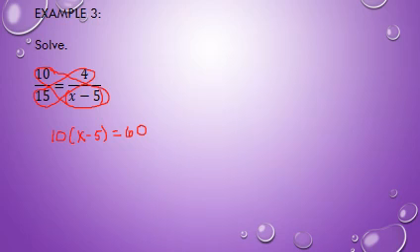All right, and now we use the distributive property here. 10 times x gives us 10x. And then 10 times negative 5, that gives us a negative 50, so we write minus 50. And then bring down the equals 60. And now we've got a simple two-step equation here. So what we're going to do is we're going to add 50 to both sides.